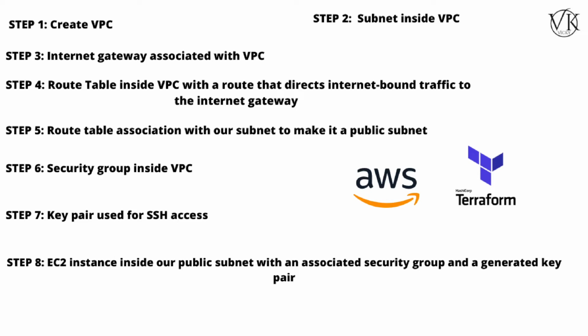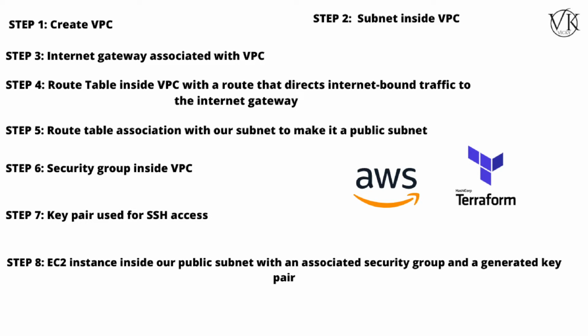After that we are going to create the route table, and in the route table we need to edit a couple of routes as well. That is something we are going to learn, how we can do it with the help of Terraform. In step 5 we are going to associate the subnet. Then we are going to create not a couple of security groups, but one security group, with the help of Terraform.